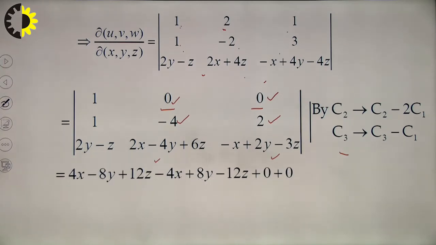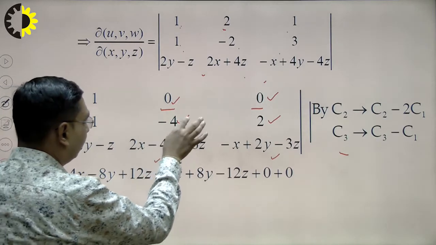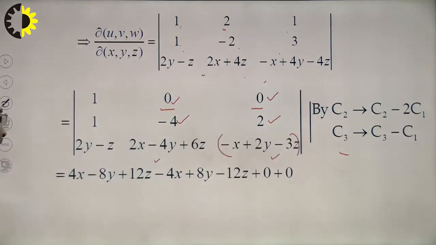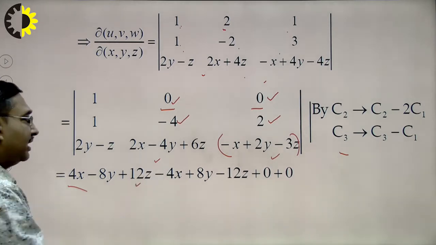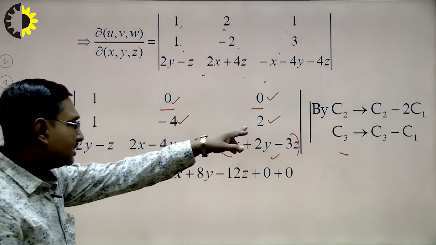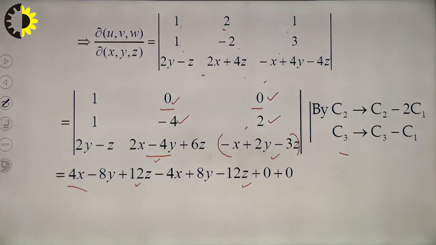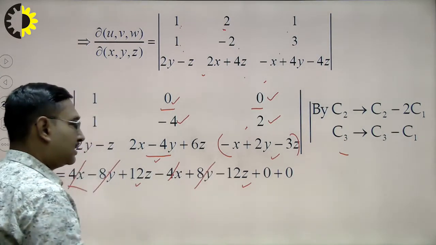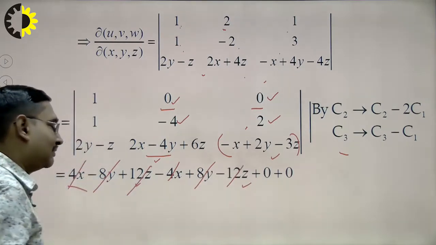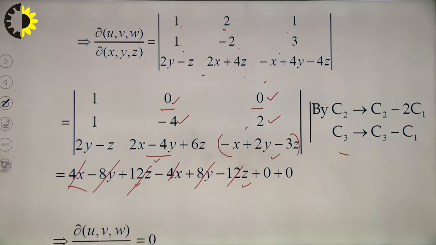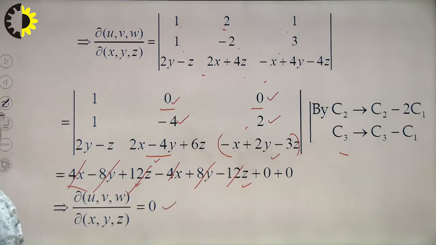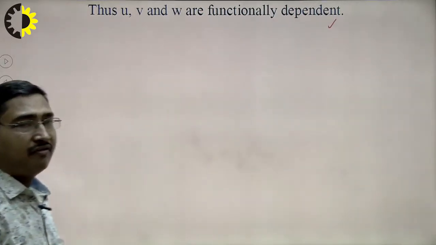Expanding along the first row, I obtain 1 times 4x minus 8y plus 12z, minus 2 times this term, which will give minus 4x plus 8y minus 12z. This plus 4x, this minus 4x, this minus 8y, this plus 8y, this 12z all cancel out, and the value of the Jacobian comes out to be 0.